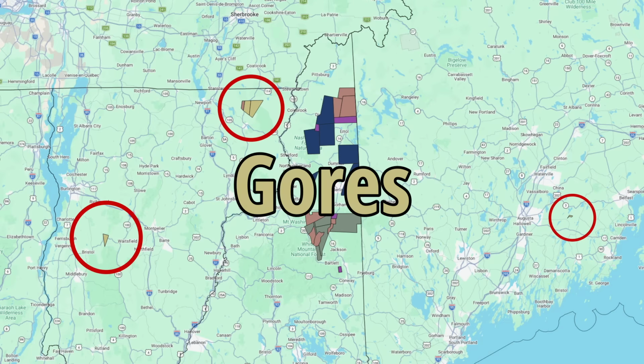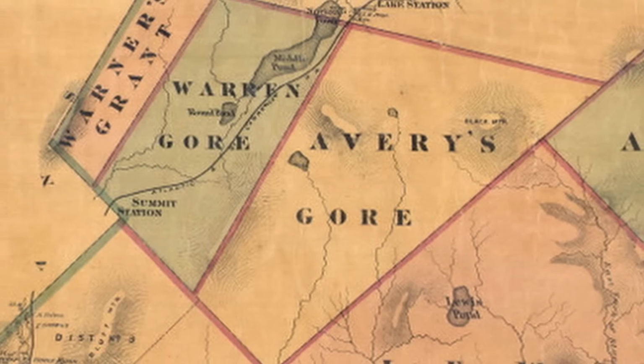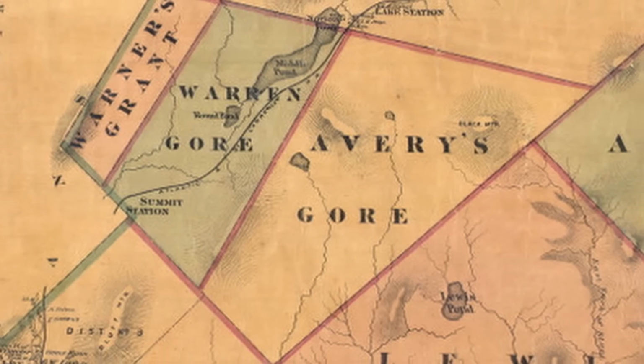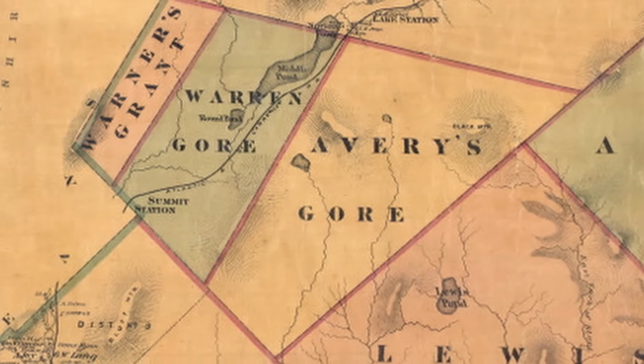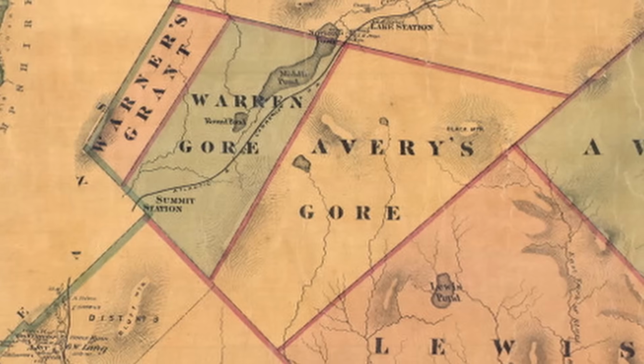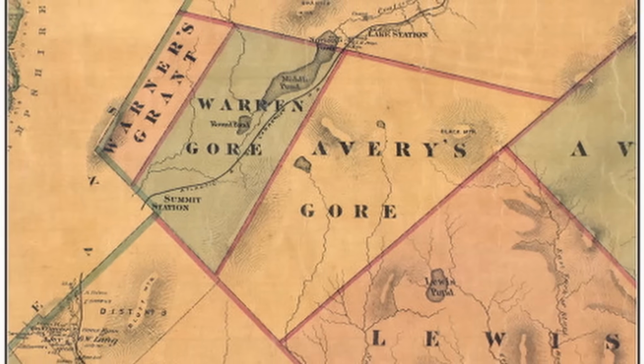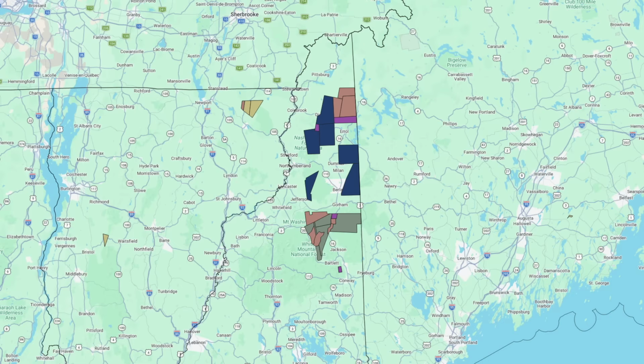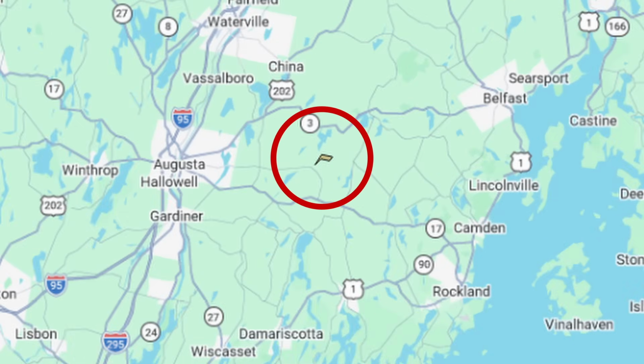Gores are found in Maine and Vermont. They are areas where there was a survey error. These land survey errors usually showed that multiple people or towns owned one area of land. And so instead, gores were established to resolve the conflict. Today, only 4 gores exist, 3 in Vermont and 1 in Maine.